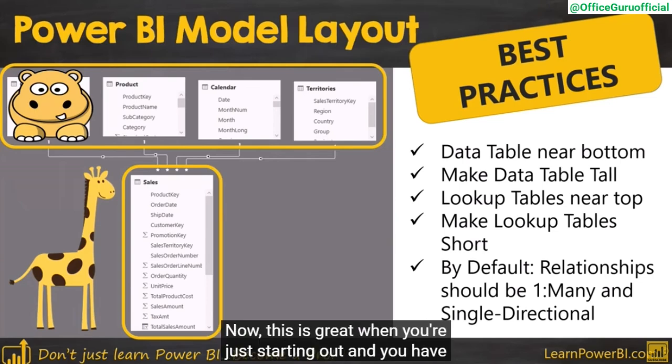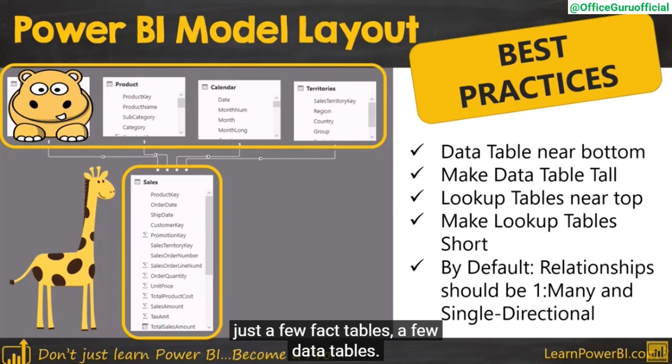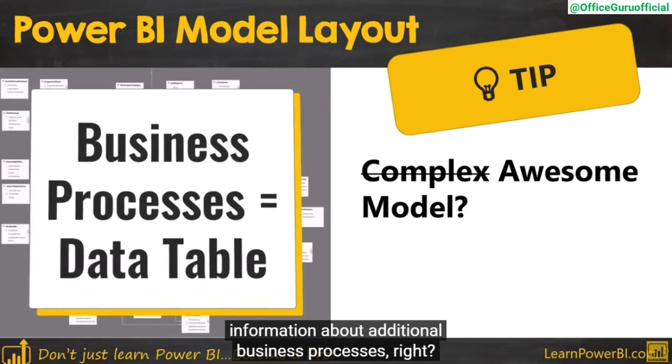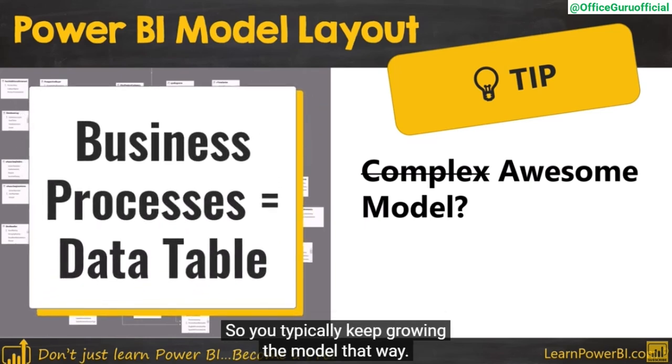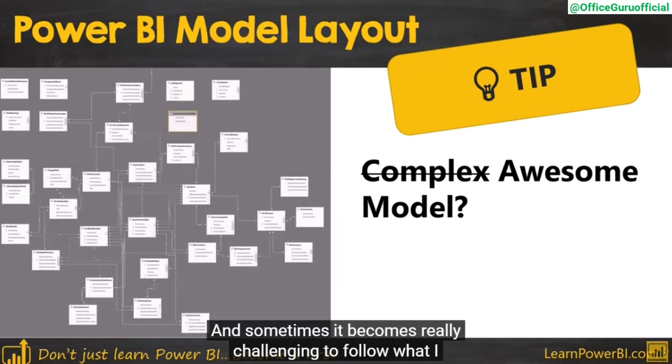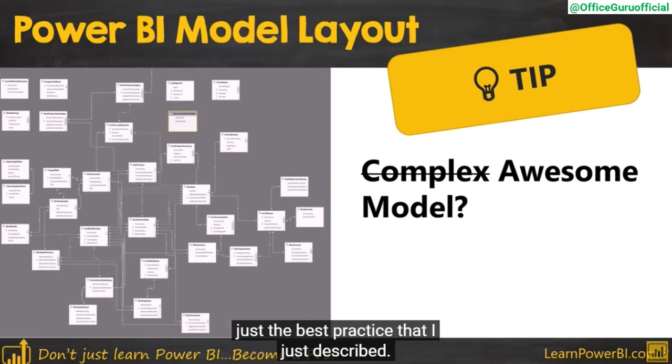Now, this is great when you're just starting out and you have just a few fact tables, a few data tables. But once your model grows over time and you keep adding data tables because you're capturing more and more information about additional business processes, right? So you typically keep growing the model that way. And sometimes it becomes really challenging to follow the best practice that I just described. It just becomes too messy and it doesn't work.